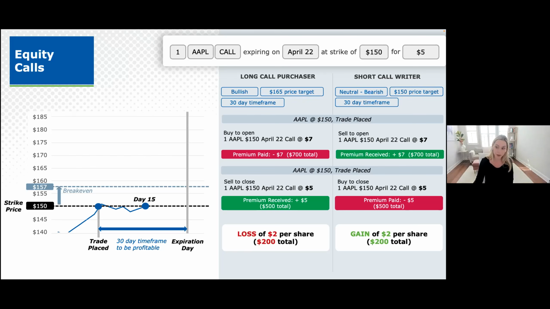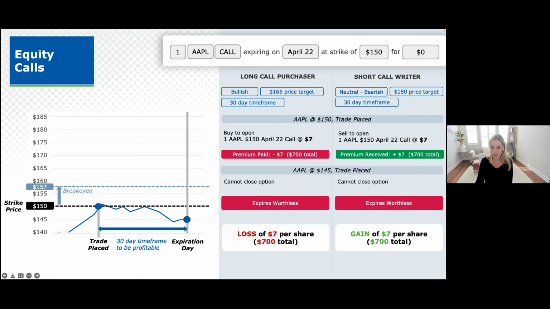So let's see what happens if we go all the way to the day of expiration. Say now it moved down to 145. Well, the option is going to be worthless because I have the right to buy at 150. And if the market's at 145, the option isn't worth any value whatsoever. I can go ahead and buy at a cheaper price at the market. And therefore, it's going to expire worthless from your account. That's going to put me at an entirely full loss for the long call purchaser.